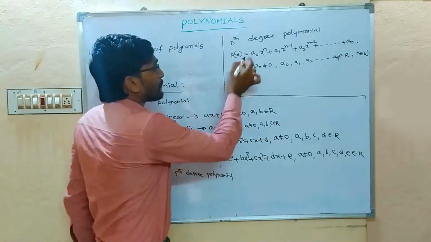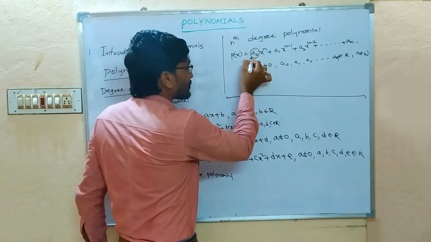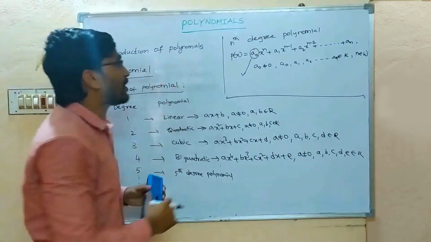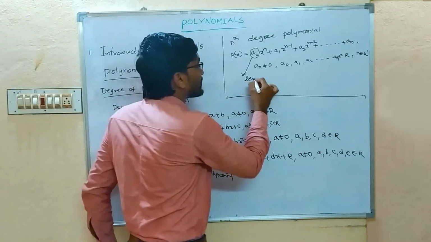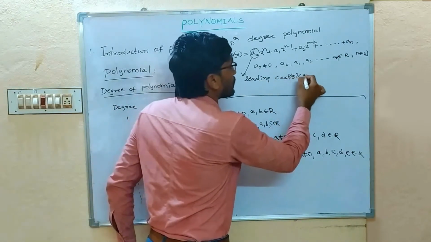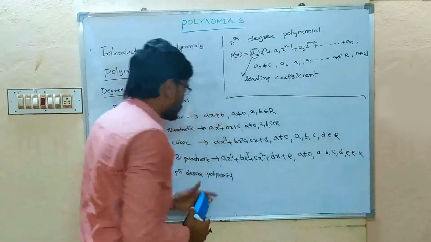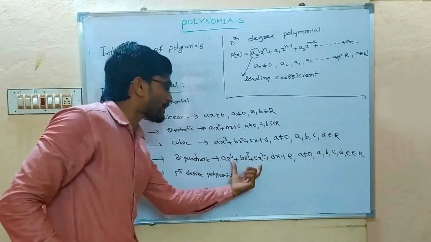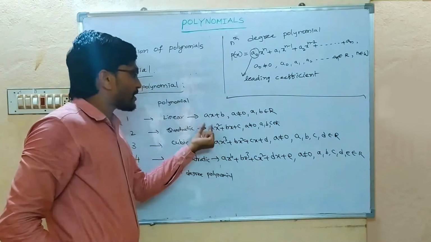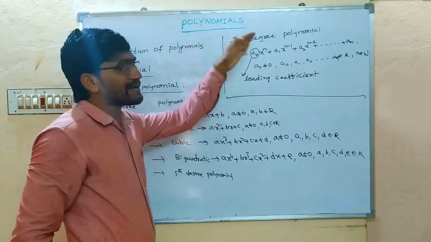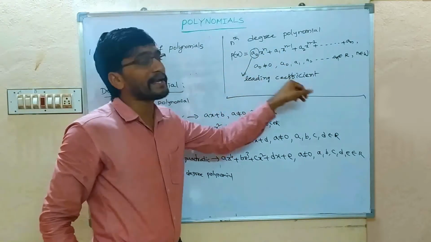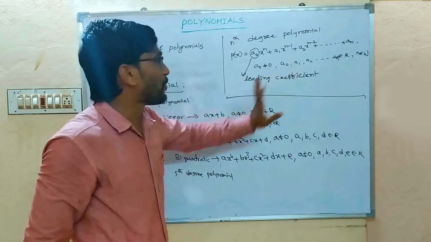How to remember this: a naught, the coefficient of the highest power of the variable, has one particular name, called the leading coefficient. In the quadratic polynomial the leading coefficient is a. Here also the leading coefficient is a, here also a. So the coefficient of the highest power of the variable is the leading coefficient of that polynomial.